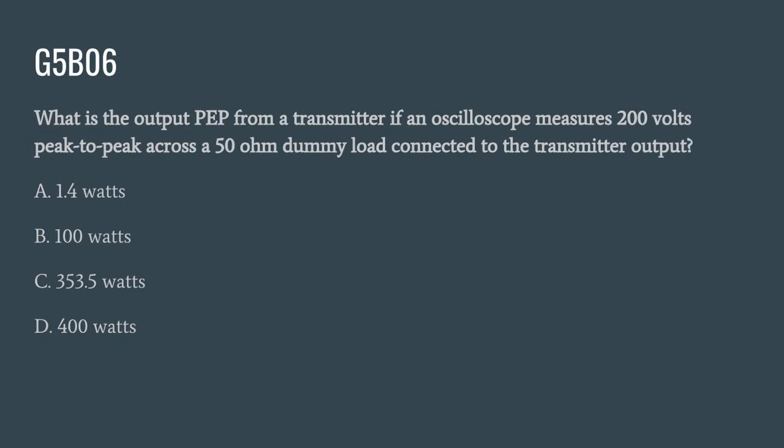G5B06. What is the output PEP from a transmitter if the oscilloscope measures 200 watts peak to peak across a 50 ohm dummy load connected to the transmitter output? A. 1.4 watts. B. 100 watts. C. 353.5 watts. Or D. 400 watts. Correct answer is B. 100 watts.